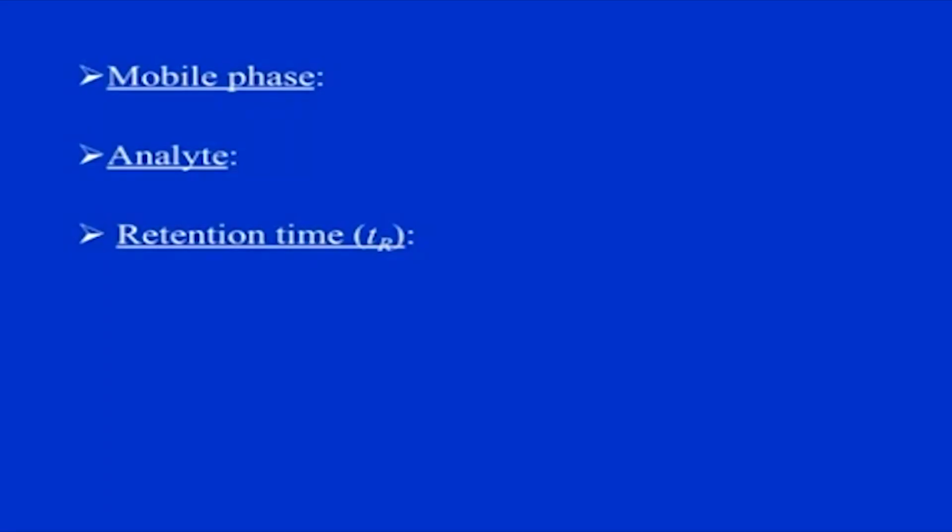We were talking about the terms like chromatography, chromatograph, chromatogram, stationary phase, mobile phase and analyte. So, let us continue our discussion further. Now, there are certain other parameters which are very important to assess the performance of chromatography, and we are going to discuss them today. One is retention time.